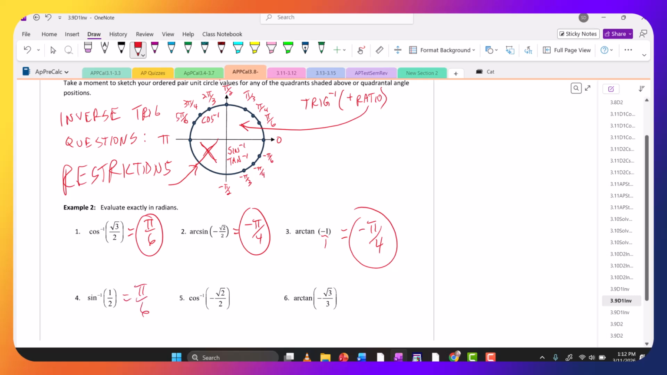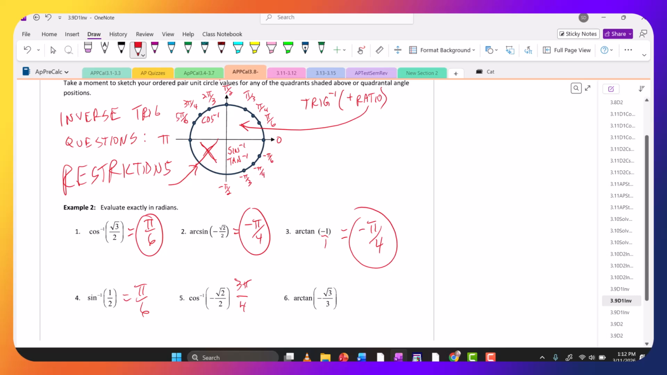What's cosine's root 2 over 2? What's the angle? It's pi over 4. And then it's not negative pi over 4 because cosine's positive in quadrant 4. So what's the answer? 3 pi over 4. Okay, no big deal. Don't feel bad, but that's definitely not true.